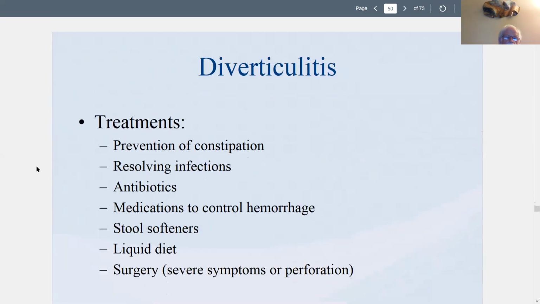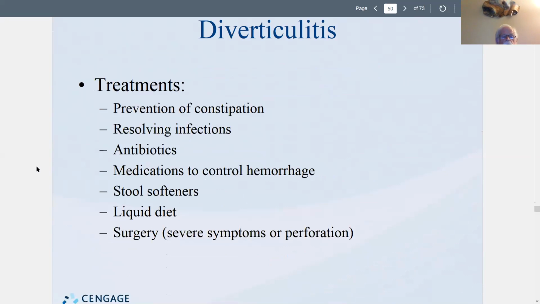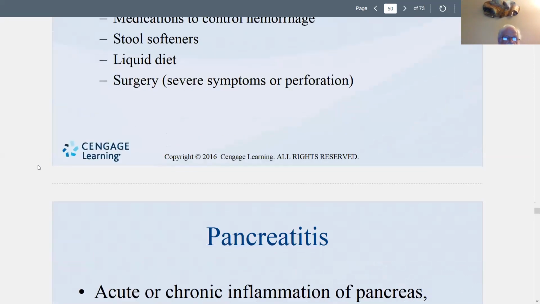Treatments, well, we try to prevent the constipation. We look for infections and try to treat those. If there's hemorrhaging, we look for medications to cure that. We look at stool softeners and liquid diet. As I said, surgery can be done as well.